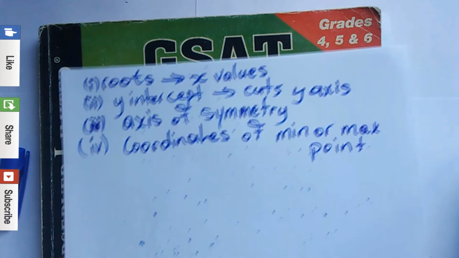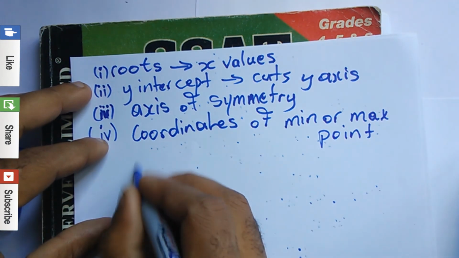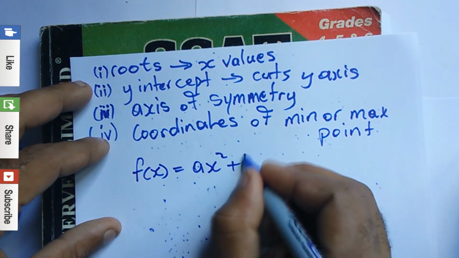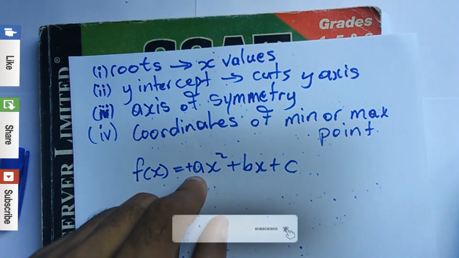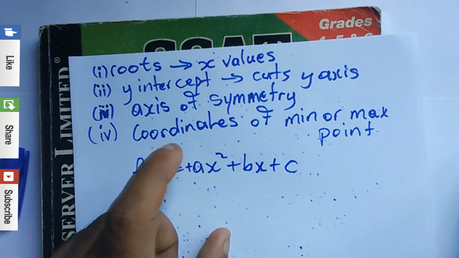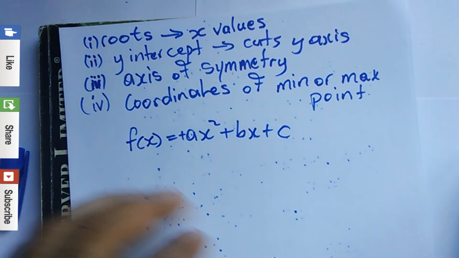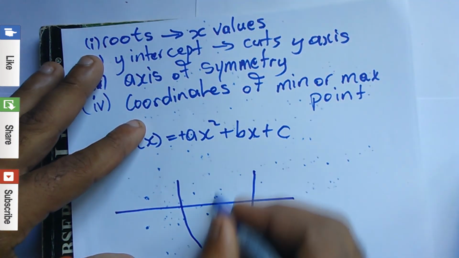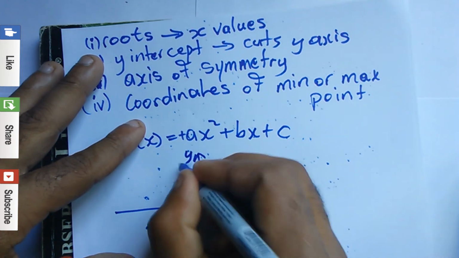Okay, so if you have a positive quadratic graph, for example f of x equal to ax squared plus bx plus c, we know that the coefficient on the x squared determines whether the graph is a smiley face or an n-looking graph. If it's positive, it's going to look like a smiley face. So the graph could look like this, a smiley face. This would be the x-axis, this would be the y-axis.